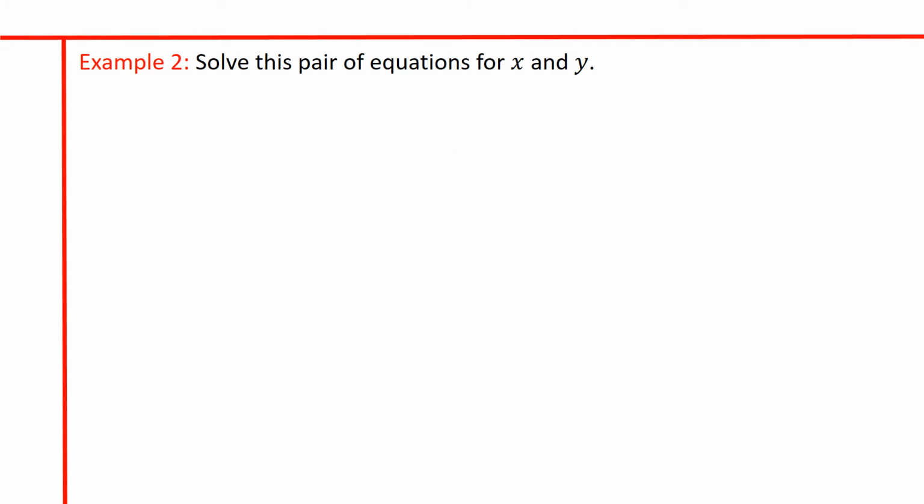Okay, example 2. Solve this pair of equations for x and y. So this time, you'll notice with our two linear equations that one equation is in the form y equals and the other one isn't. So again, we label our two equations 1 and 2. And this time we have to substitute equation 1 into 2 because it is the only equation that has a pronumeral, so x or y, as the subject.